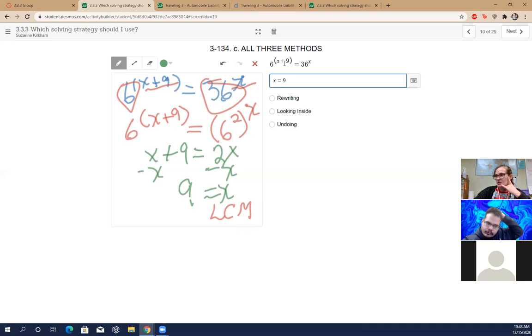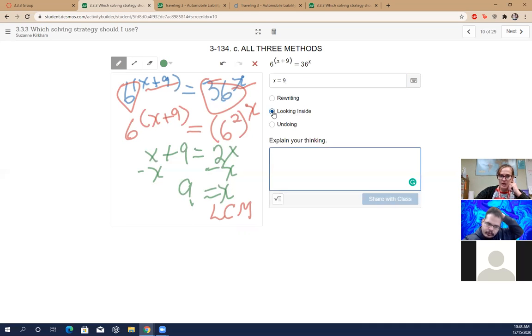And then we said it was looking inside. And we could just say, looking at the bases, looking at the powers, however you want to say.